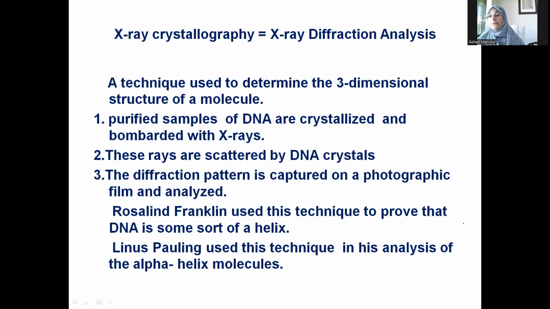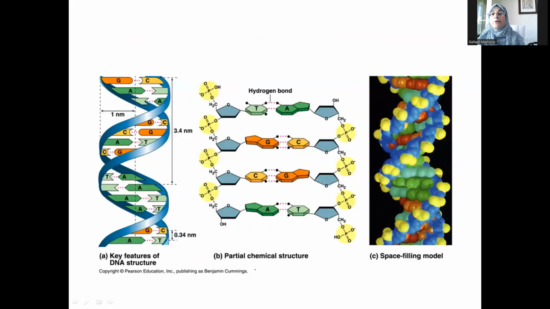So this proved that the semi-conservative method is correct. I'll not explain the X-ray diffraction analysis again because I have already explained it when we met the diagram. And here we have the structure of DNA. Of course, this is the 3D structure of DNA as it is seen under the electron microscope, and you can see that we have a helical shape.